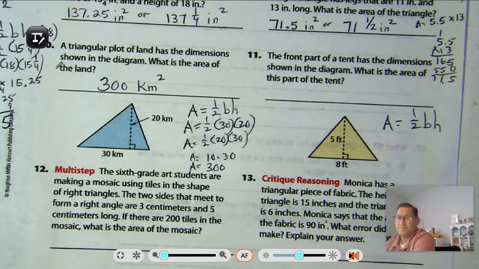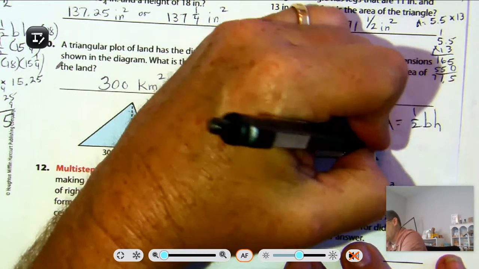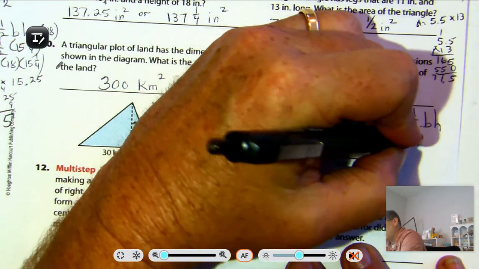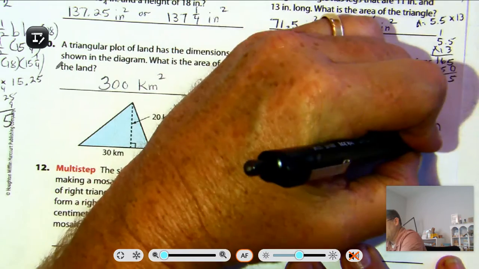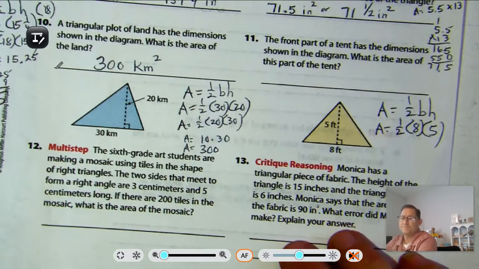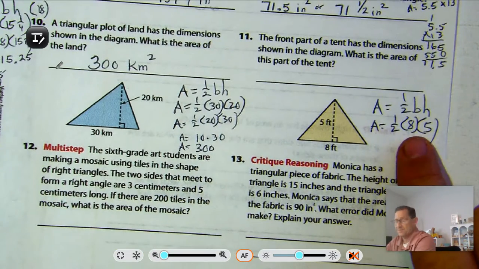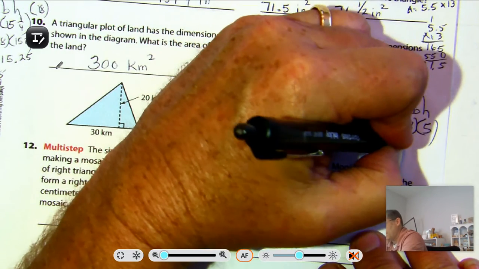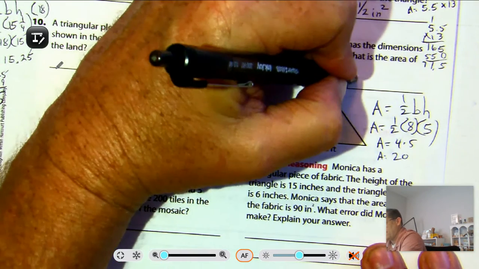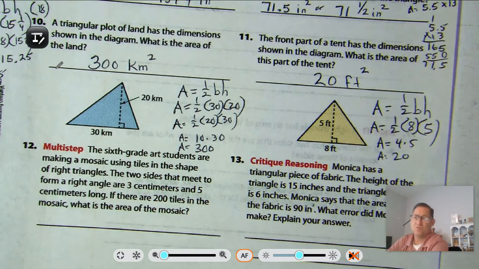First thing we're going to do, always write the formula. Then substitute the dimensions. Well, half of 8 is 4. And 4 times 5 is 20. So the area of that front face of the tent is 20 square feet.